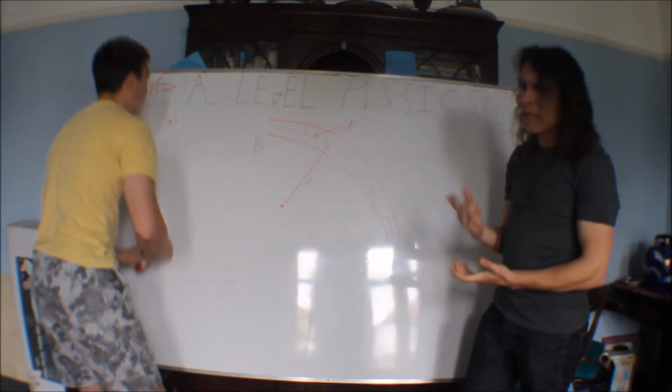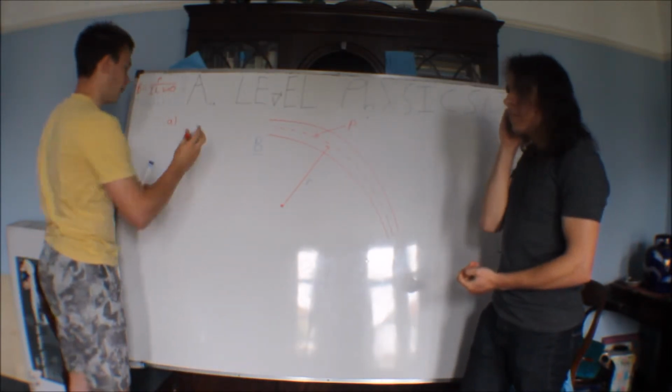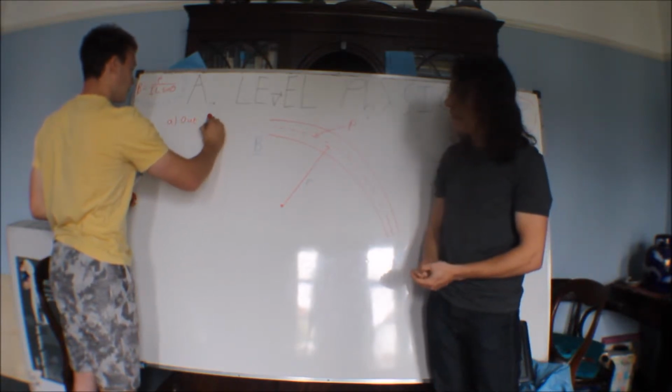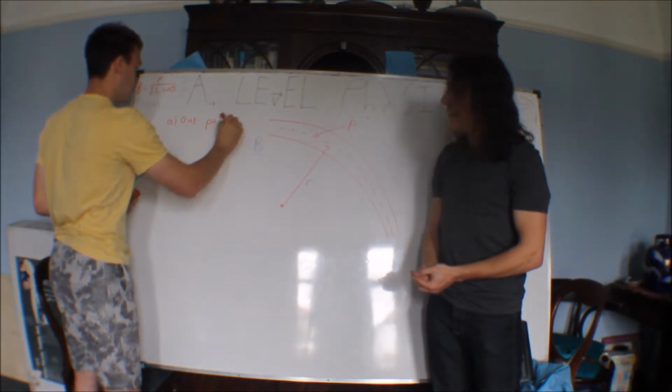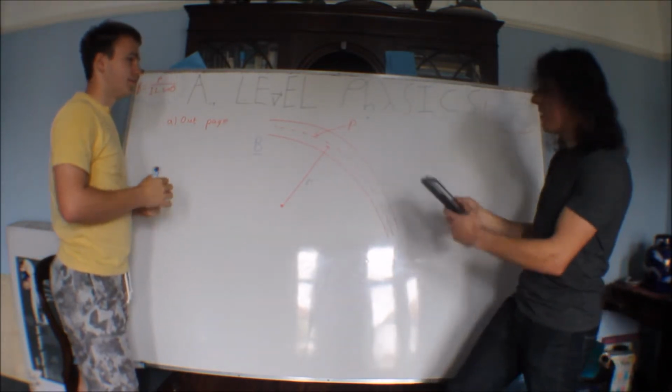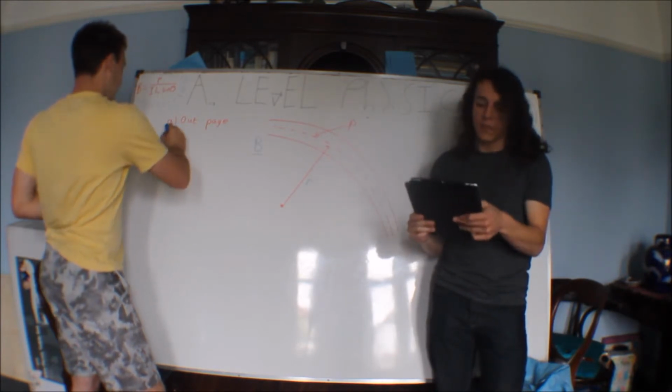So that's part A. So up, out the page. Out of the page, not up the page, but out of the page perpendicularly. That's part A. That's easy. Left-hand rule sorted.